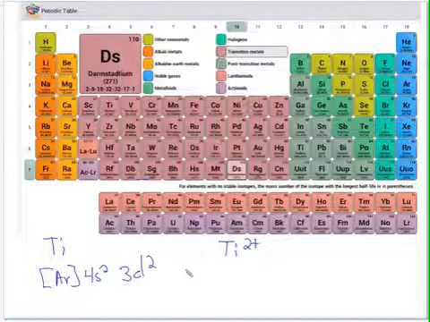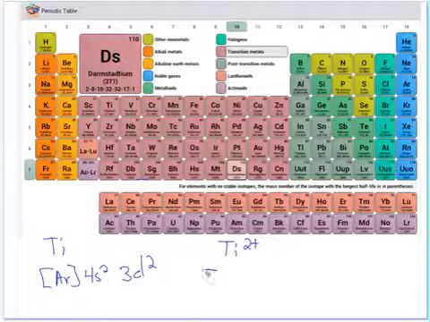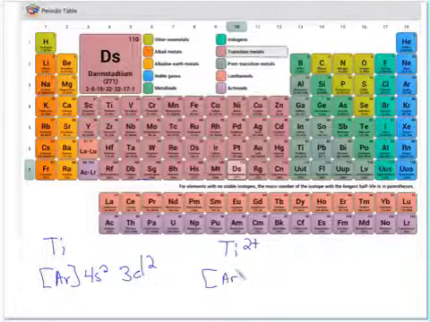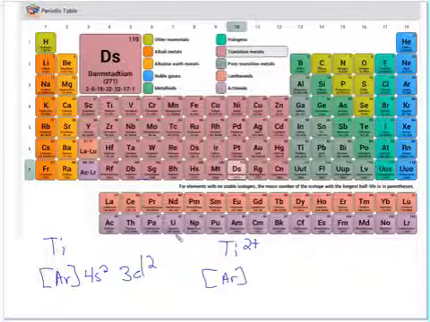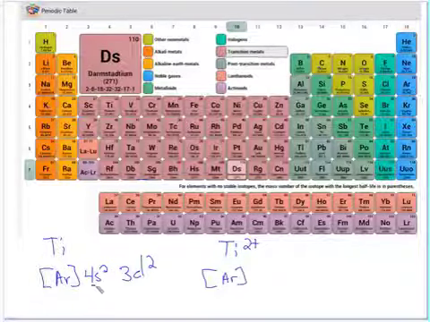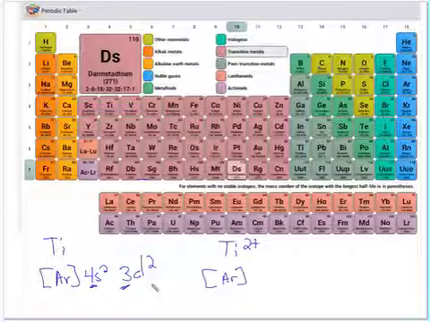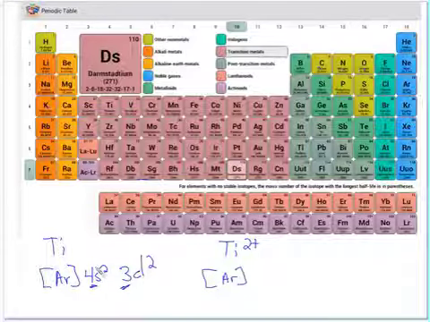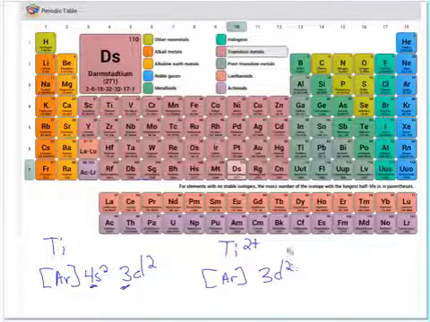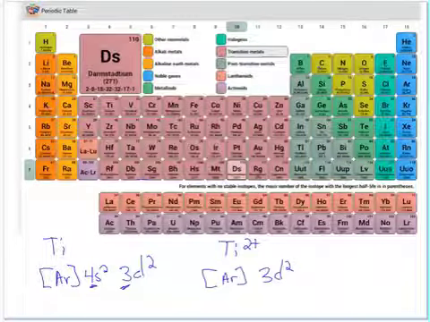Here's the tricky part about these transition metals. When they become ions, what you need to do is first take away the highest numbered energy level electrons. We have to take away 2 electrons. 4 is a higher number than 3, even though the 3d fills after the 4s. So we're going to take away those 2 electrons first. And so titanium 2+ is actually argon 3d2.